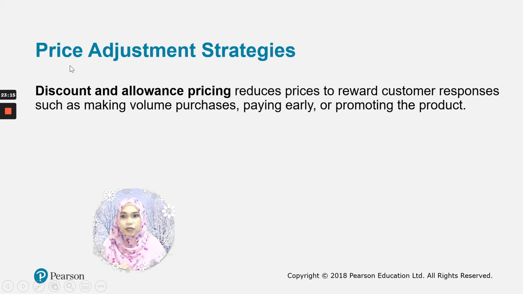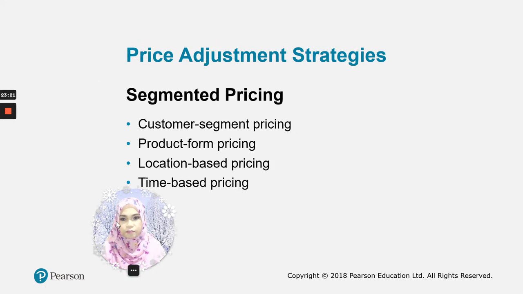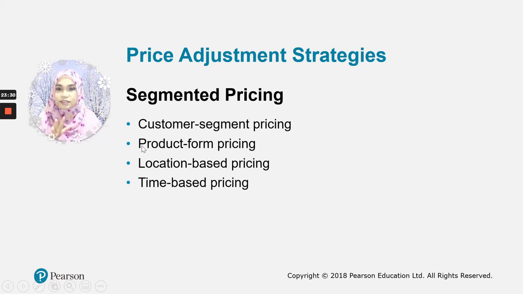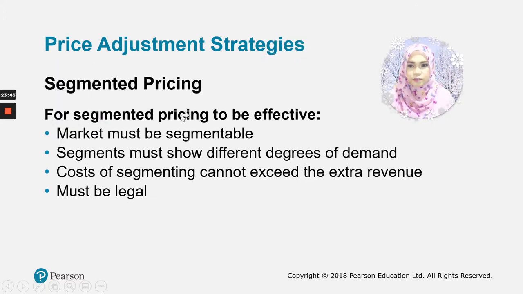Next, discount allowance. Like I told you just now, this is just some explanation of it. Discount allowance, segmented pricing. You can see other examples. What could be other segments? Customer, product, location, or also time-based pricing. Time is when for the first 100 people, you can get this price. After that, normal price. So there is segmented pricing as well, based on this time-based pricing. And then you have the other segmented pricing.